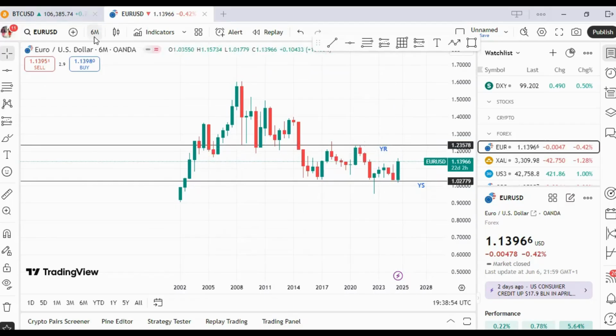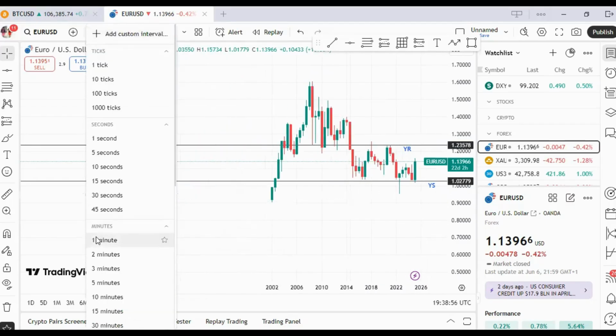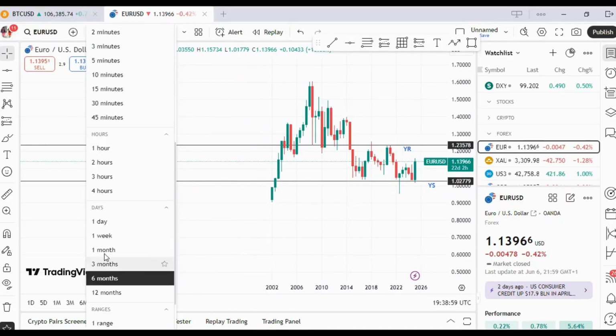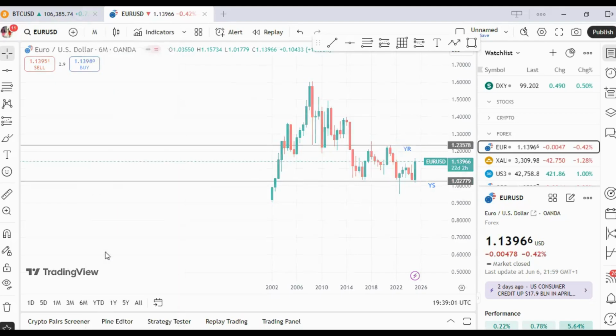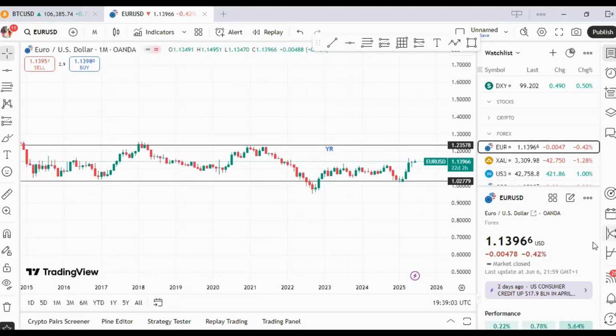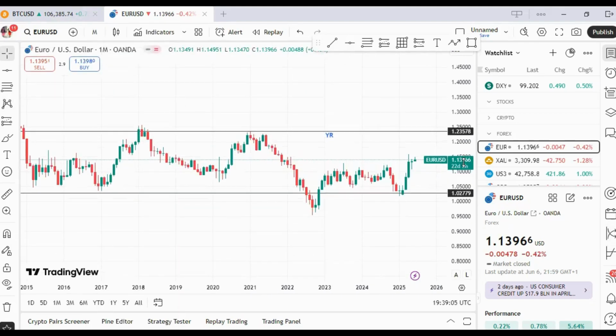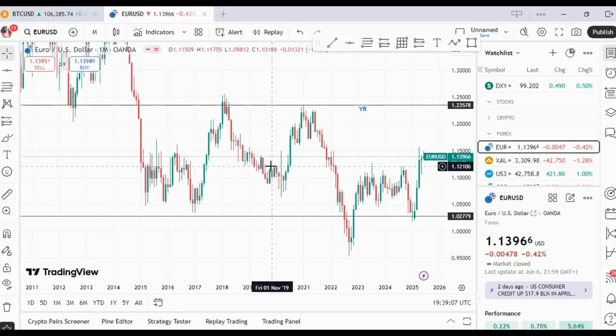Okay, I've seen what I'm looking for in the 6 months. So let's go back to our 1 month. Okay, so let's mark our support and resistance on the monthly time frame.